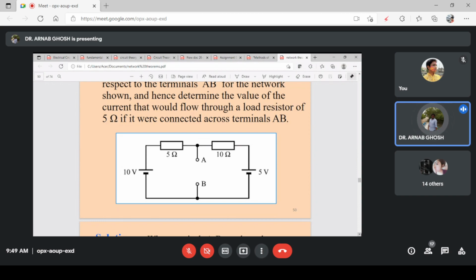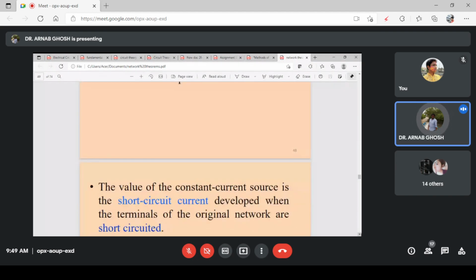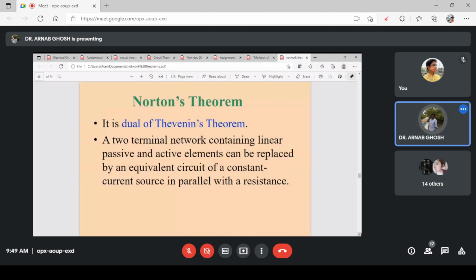And if you are calculating the load current, in case of Thevenin's theorem, what was the equivalent circuit? The equivalent circuit for Thevenin's theorem was the Thevenin's voltage, after that the Thevenin's internal resistance, and then the load resistance. Now, when you are talking about Norton's theorem, you just have the current source, the resistance in parallel to it, and then the load resistance. I will explain it to you, but first let me talk about Norton's theorem and then I will show you the duality nature.